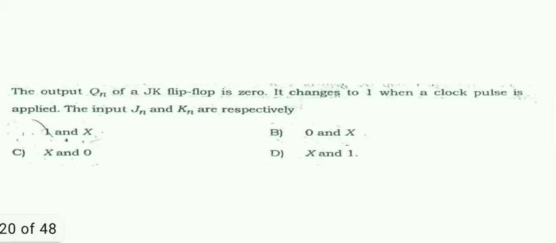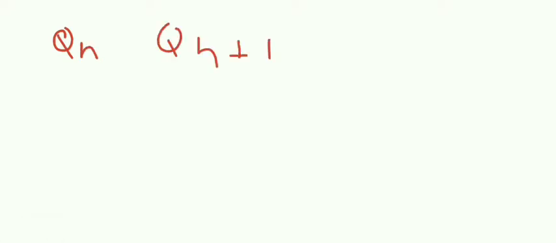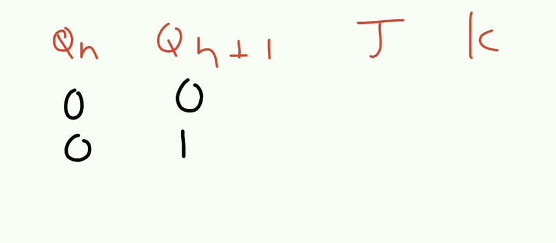Next question, the output Qn of a JK flip-flop is 0. If it changes to 1 when a clock pulse is applied, what are the inputs Jn and Kn respectively? To answer this question, you must remember the excitation table of JK flip-flop. First I write the excitation table of JK flip-flop. It has Qn, Qn plus 1, J, K, right? So this is 0 0, 0 1, 1 0, 1 1, right?